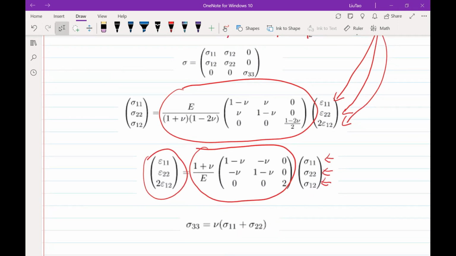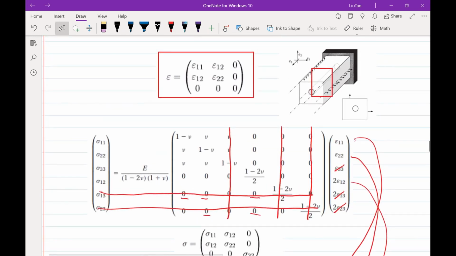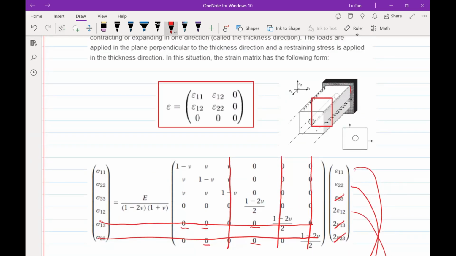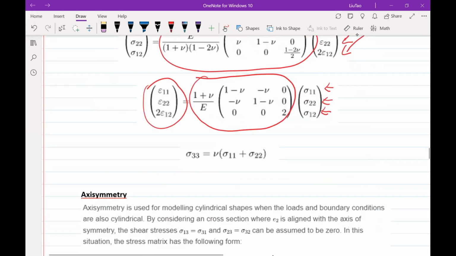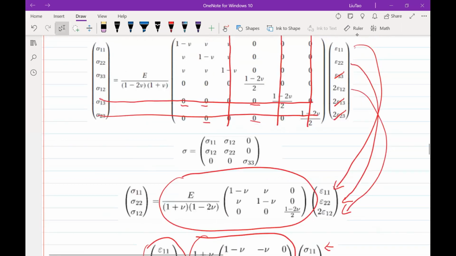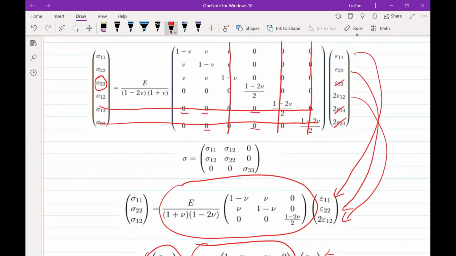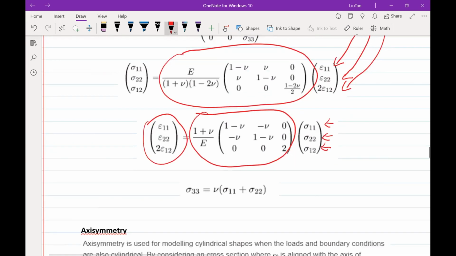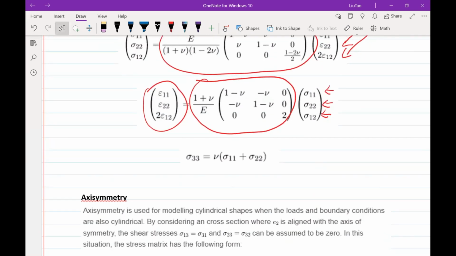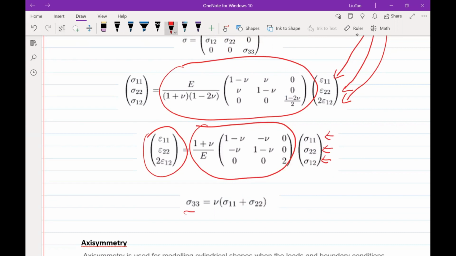And similarly, because we constrain the cyclic direction, along the third direction we will have a stress, which is sigma 3,3. So sigma 3,3, we can calculate from here. And after simplification, we get sigma 3,3 is equal to Poisson's ratio times sigma 1,1 plus sigma 2,2.